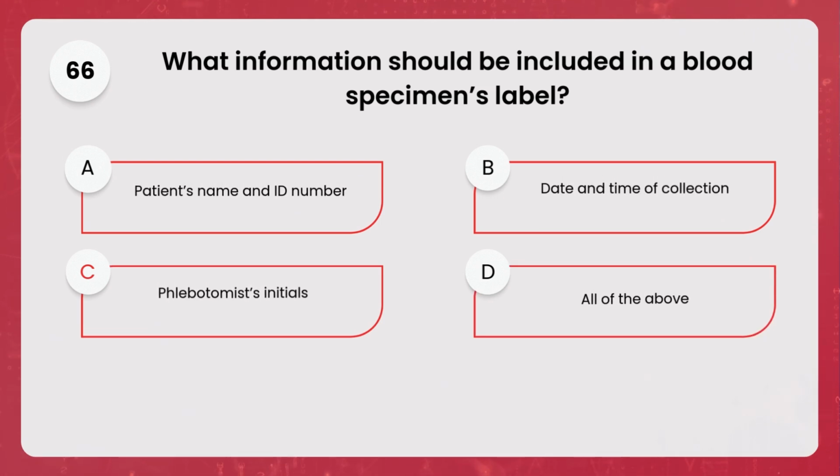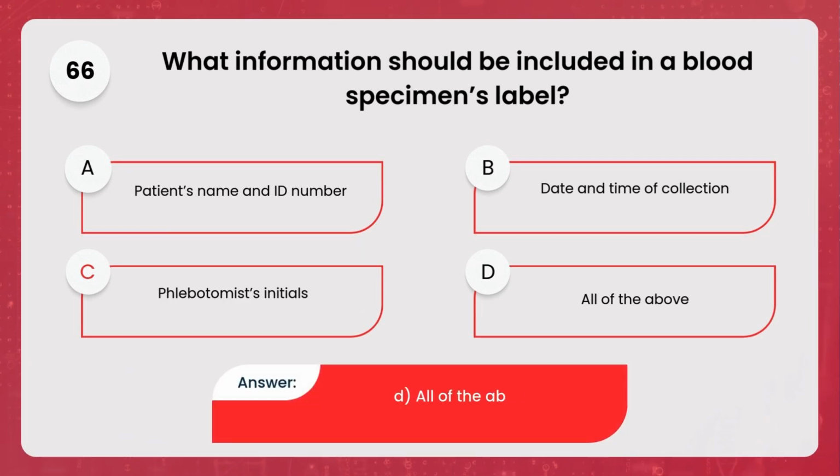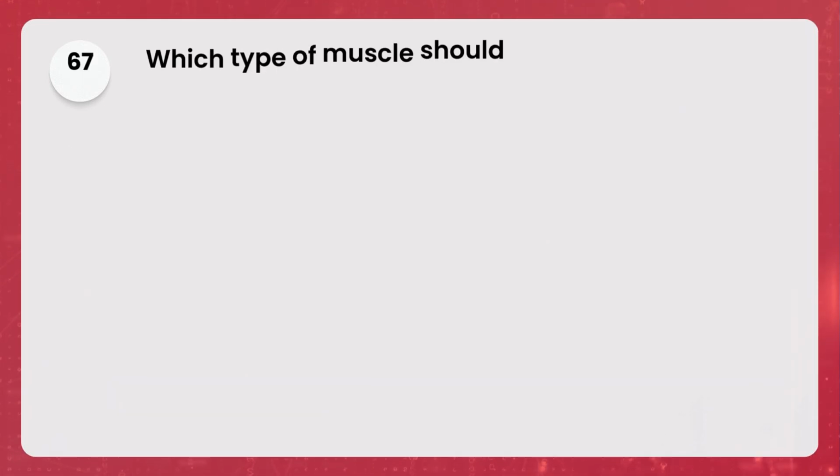Number 66. What information should be included in a blood specimen's label? A. Patient's name and ID number. B. Date and time of collection. C. Phlebotomist's initials. Or D. All of the above. The answer is D. All of the above.